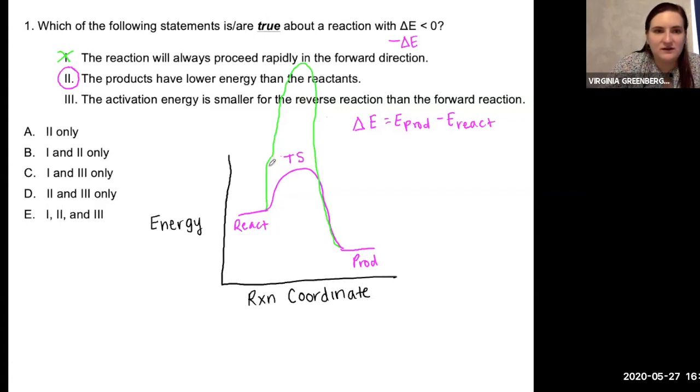And then this third statement says the activation energy is smaller for the reverse reaction than for the forward reaction. We can see for the forward reaction, we have to put in about this much energy. But for the reverse reaction, we would have to start down here now and put in all of this energy. So this is for the reverse, and we can see that the reverse reaction has a much greater barrier to overcome. So this would be false, making the answer to this question just A.